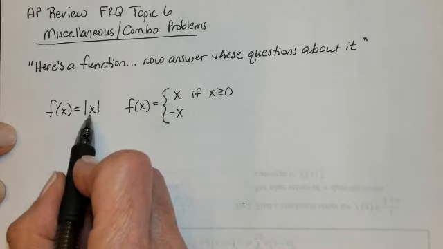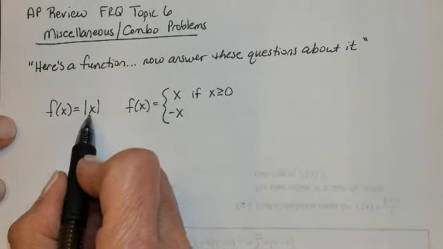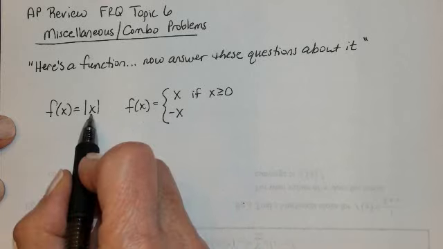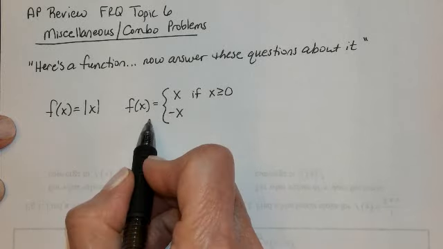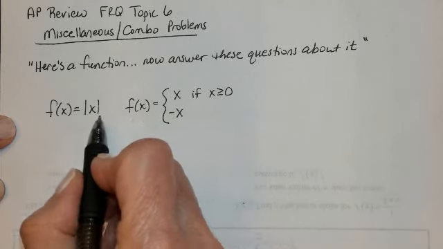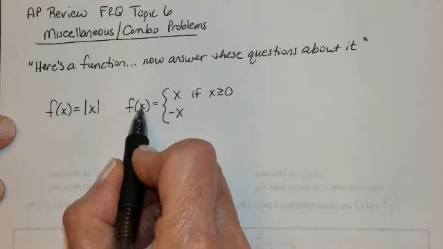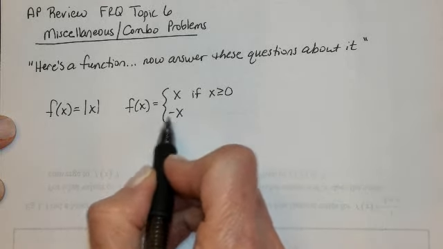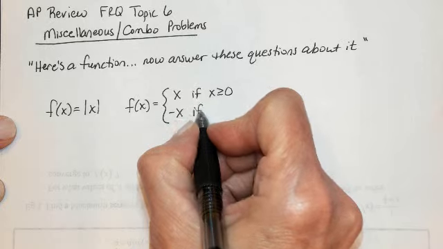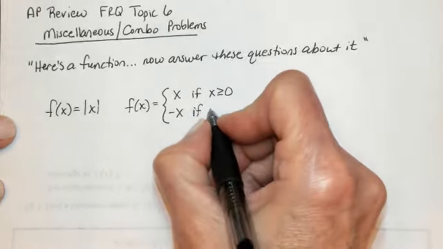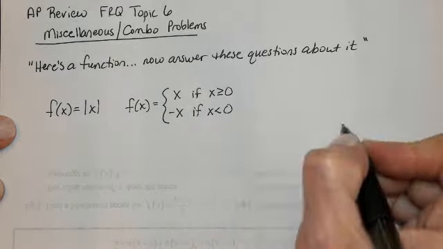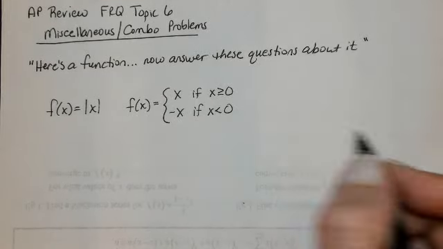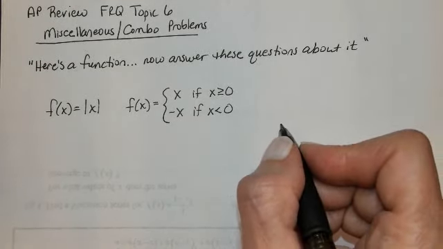So absolute value of 3 is 3. Absolute value of 5 is 5. Now the absolute value of a negative 3 is a positive 3, right? So if you have f of negative 3, we need the negative of negative 3, which is positive 3. So f of x is equal to negative x if x is less than 0. And from here, you can answer questions about that.